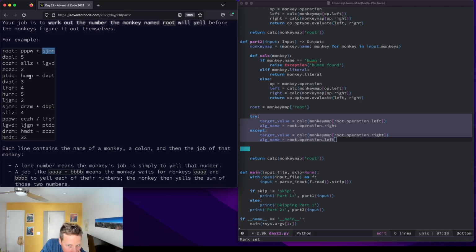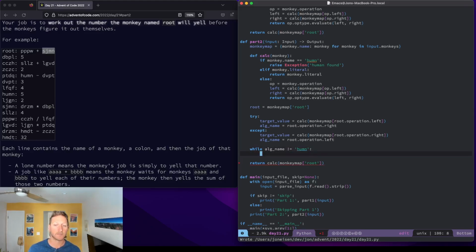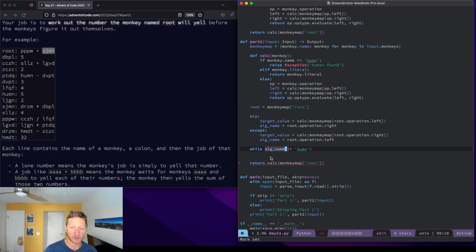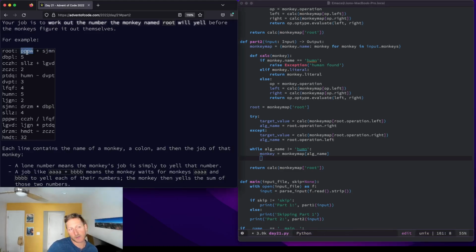And we're actually going to have to recursively do something like this. So while alg name does not equal human, we need to invert whatever alg name is. So monkey equals monkey map alg name. So then we're going to get a monkey. So let's say PPW we know is 100. And we know SJMN must be 100. So then we look at SJMN and we invert these operations.